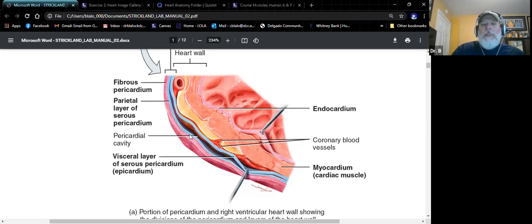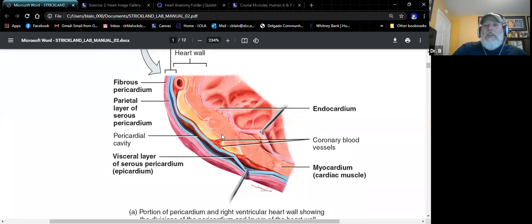Now, the visceral pericardium will just be attached to the heart itself. So it's going to get its nutrients from some of the blood vessels that run on the surface of the heart. So it doesn't have to be attached to a separate membrane because it's attached directly to the heart. Now, the epicardium is that serous membrane.